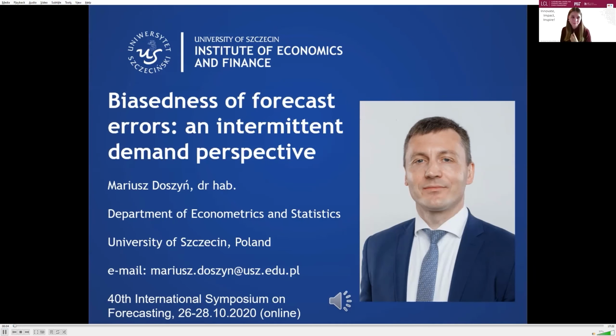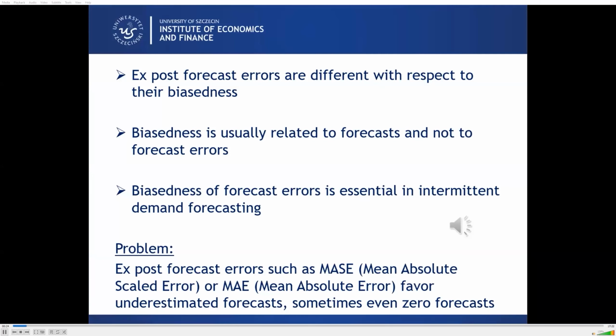Hello, my name is Mariusz Dosin. I'm working in the Department of Econometrics and Statistics at the University of Szczecin in Poland. Today I would like to talk about biasedness of forecast errors from an intermittent demand perspective. The main hypothesis of my research is that ex post forecast errors are different with respect to their biasedness. Biasedness is usually related to forecasts themselves, but not to forecast errors. Biasedness of forecast errors is essential in the context of intermittent demand forecasting.